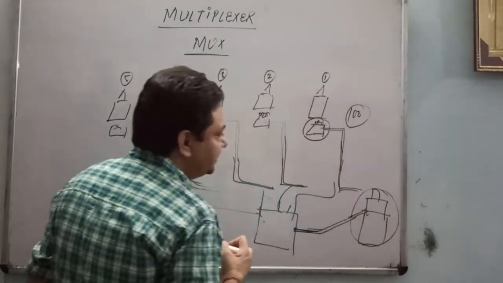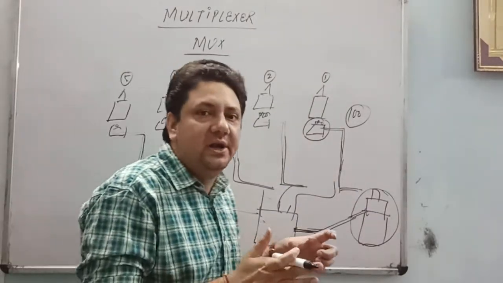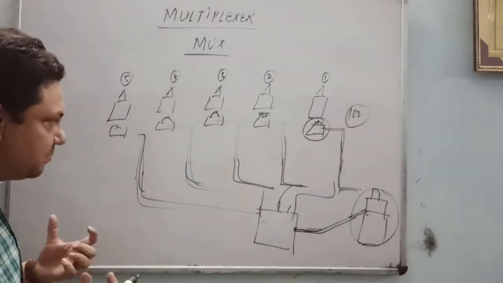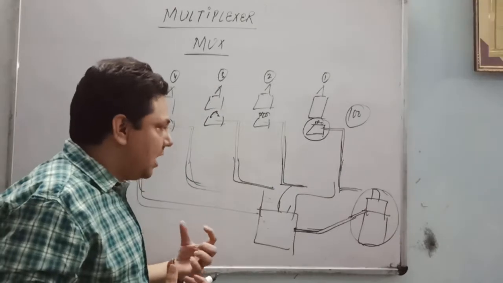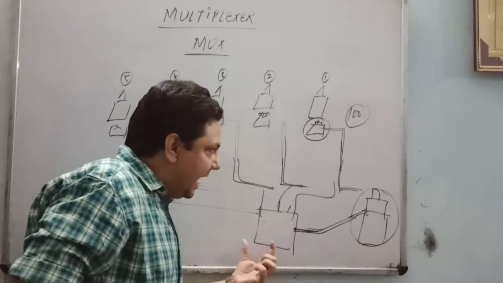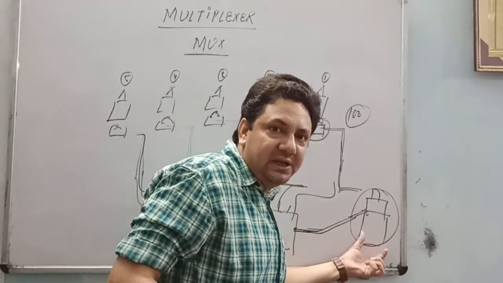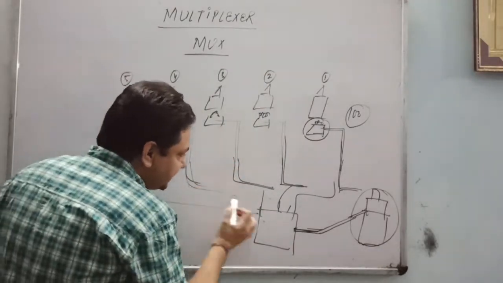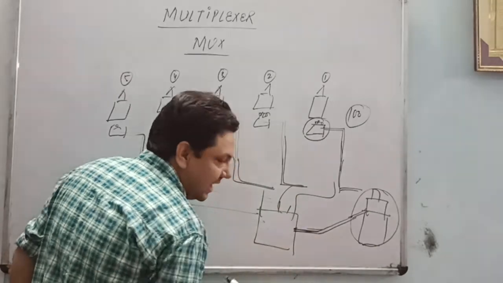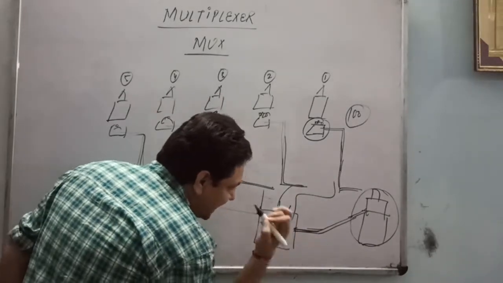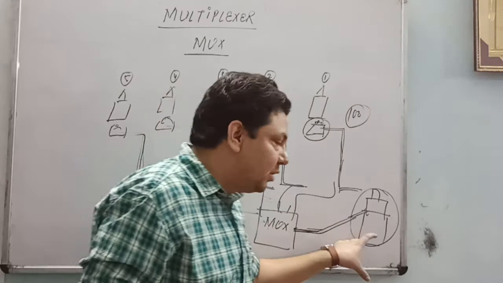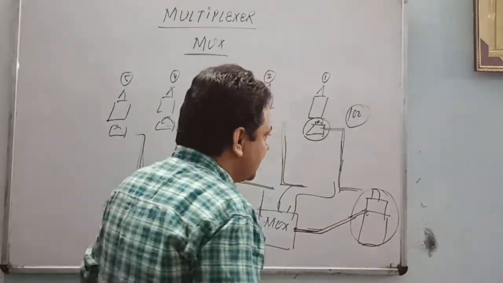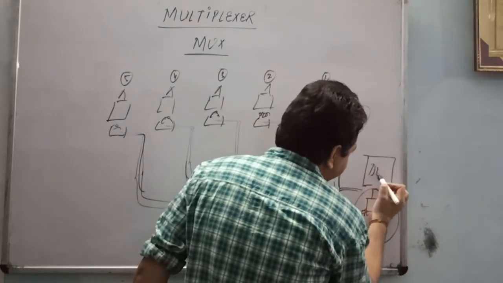At the exchange, it will again be converted into multiple lines. What is this procedure called? This procedure is called multiplexing, and at the exchange, this process is called demultiplexing. So what we are doing here is terminating the multiple lines and producing a single line. This is called multiplexing. And here, we are taking a single line and again converting it into multiple lines. This is called demultiplexing.